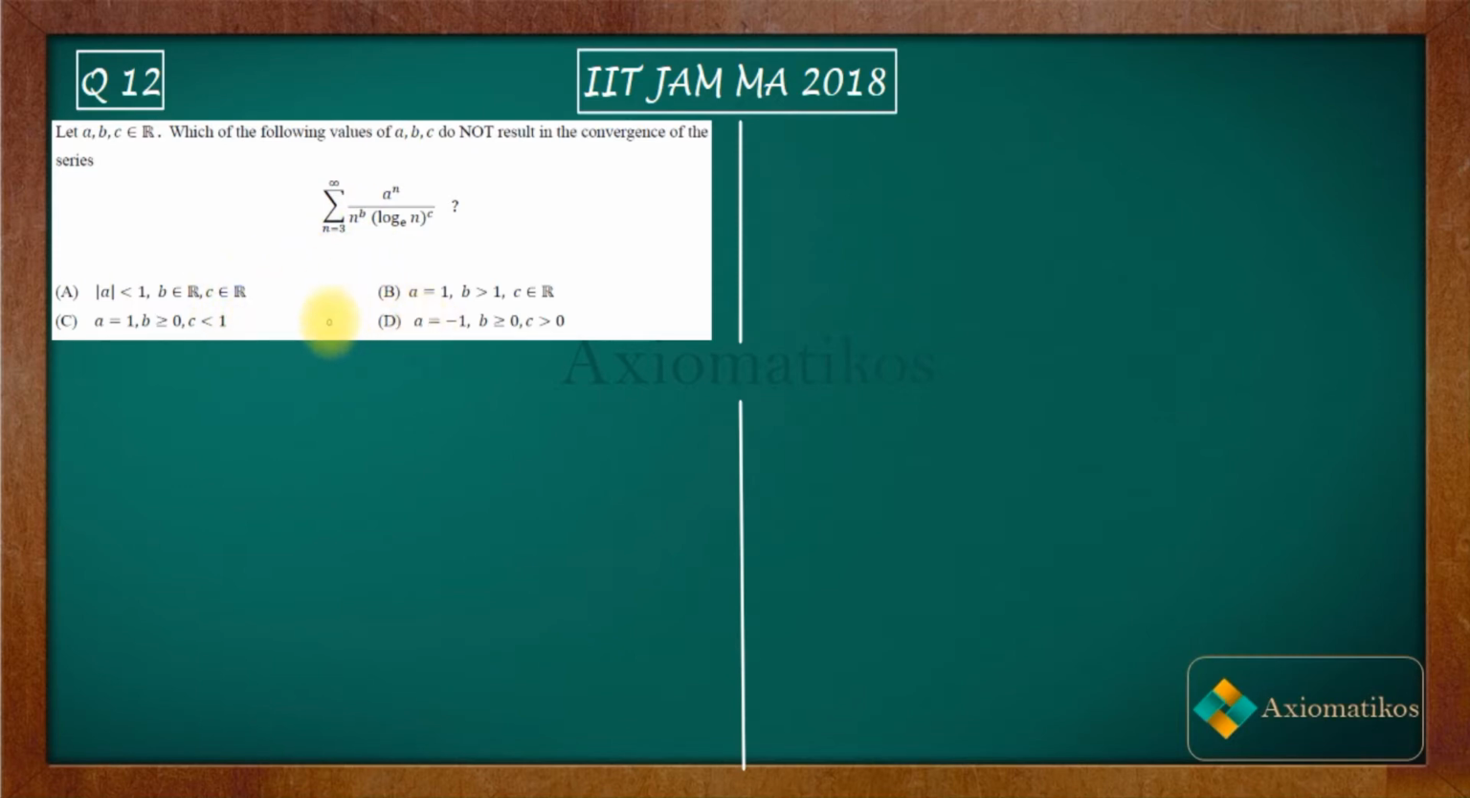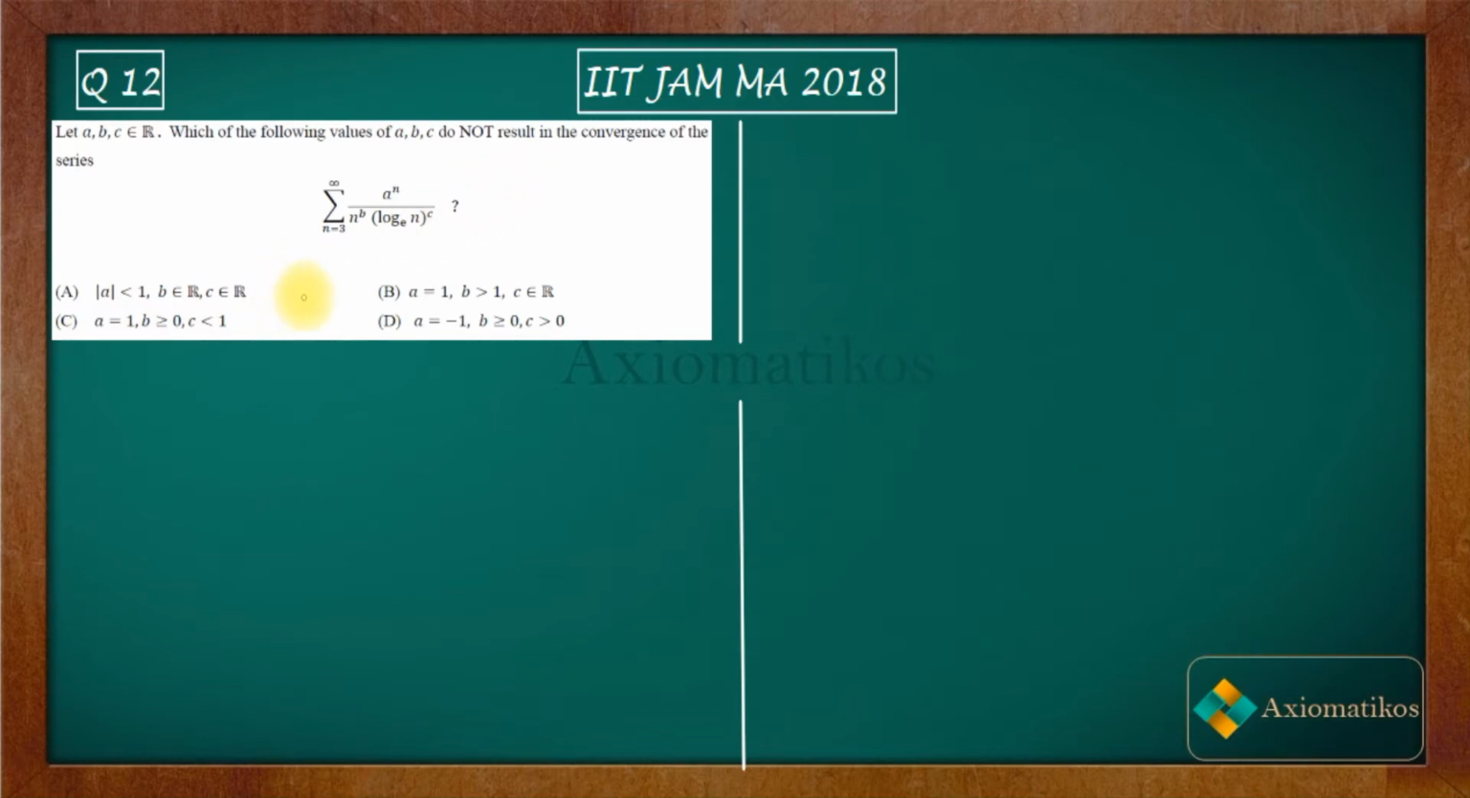Alright, so firstly try to understand the meaning of the question. It's not a single value, it's actually a set. You have four sets of a, b, c, which consist of values of a, b, c. Now you have to check which set will not imply the convergence.